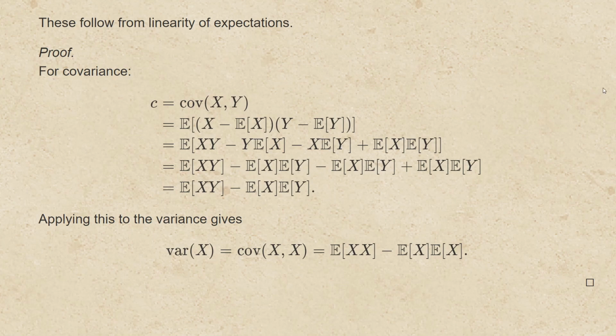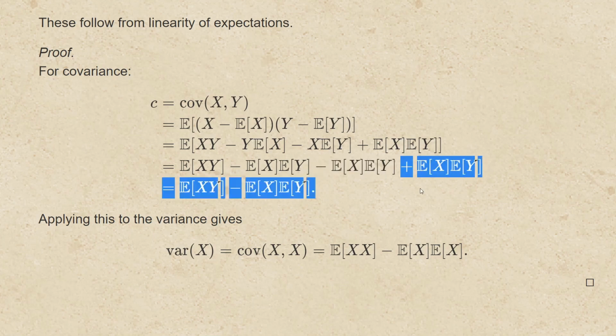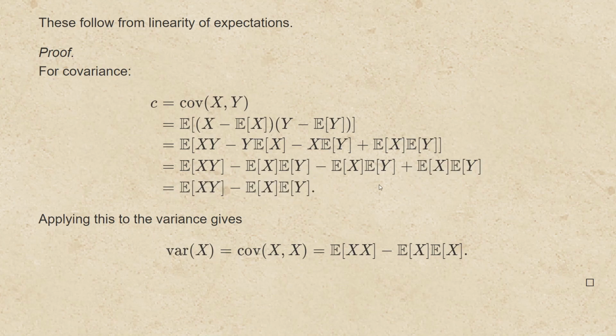That's the mean of x minus its mean times the quantity y minus its mean. If we use FOIL to multiply that out, we get four terms. X times y, minus y times the mean of x, minus x times the mean of y, plus the expectation of x times the expectation of y. When we take the expectation of this, we can use linearity of expectations to say that this is the mean of x times y, minus the mean of x times the mean of y, minus the mean of x times the mean of y, plus the mean of x times the mean of y. And these last three terms combine to just give us a minus mean of x times mean of y.